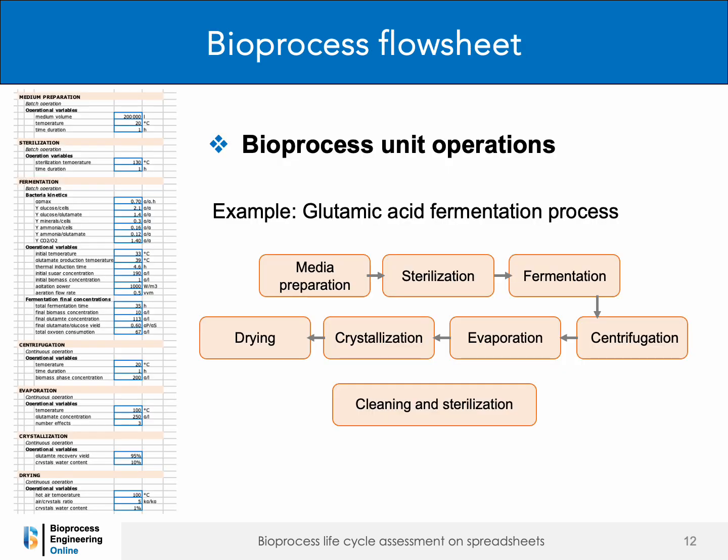The Bioprocess Operation Sheet outlines the bioprocess flow sheet, that is, the sequence of upstream and downstream operations that transform raw materials into the desired product. For instance, in the glutamic acid fermentation process, the bioprocess includes the operations of media preparation, sterilization, fermentation, centrifugation of cellular biomass, concentration of the glutamate solution via evaporation, crystallization of glutamate, and drying of the final crystals. In addition, the Bioprocess LCA also considers the equipment cleaning and sterilization.